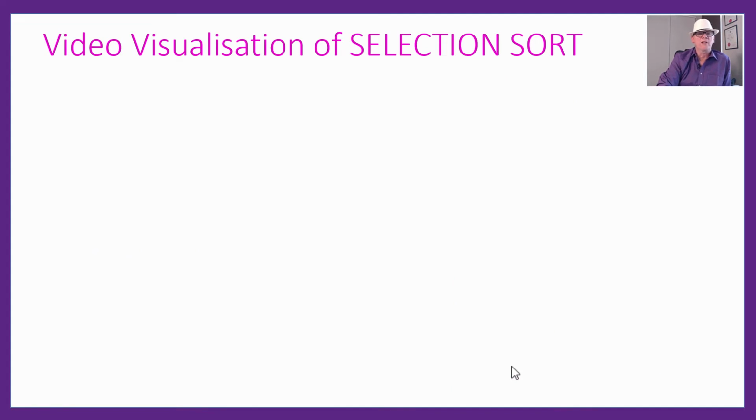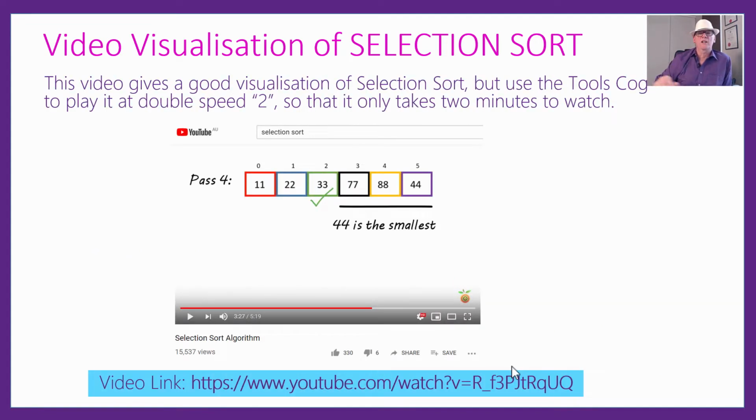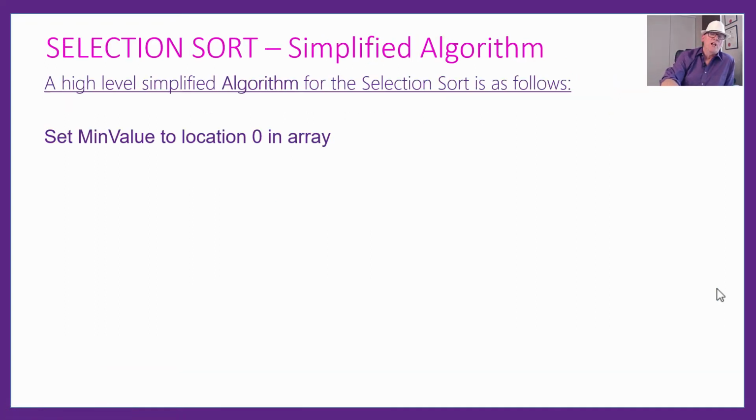That would be lots and lots of scanning and take a lot of time. Okay, so there's a video visualization of selection sort, kind of like we just showed you, which is really good and shows it quite well. It only takes 3 minutes 27, but it's a bit slow. So on the tools cog here, put it up to 2 times speed, and then it's only going to take you about 1.5 minutes to watch. And that's the link there. We'll put these links in the video description, but that's a great video to watch.